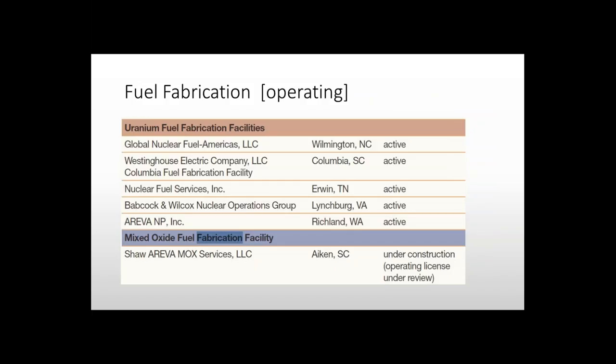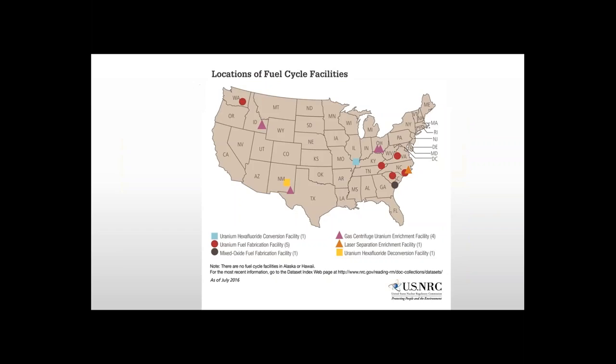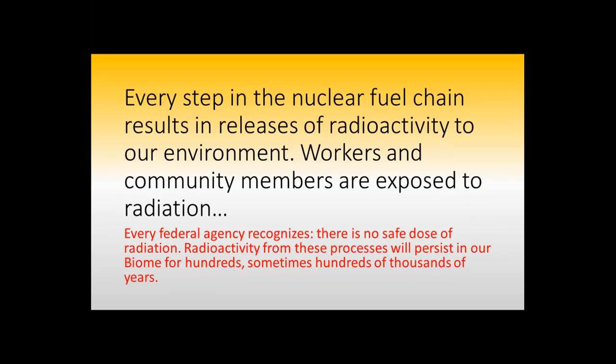There are 5 operating nuclear fuel factories in the U.S., 4 in the southeast, 1 in Washington State. There's a map of production facilities here that we've just mentioned. Every step in the fuel chain results in releases of radioactivity to our environment. Workers and community members are exposed to radiation. There is no safe level of radiation.